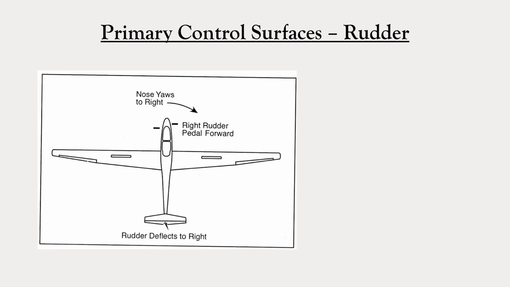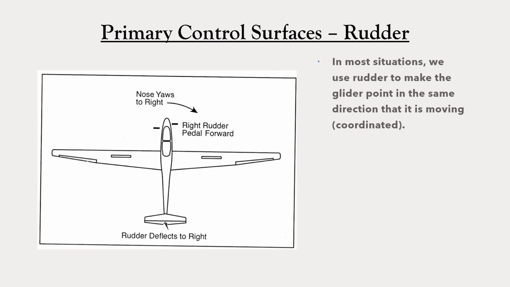Which brings us to our third primary control surface, the rudder, which is for the purpose of controlling yaw. So we control the rudder by pushing on pedals. When we push forward on the right rudder pedal, the rudder, which is at the trailing edge of the vertical stabilizer, deflects off to the right and it pushes the tail to the left so that the aircraft rotates in a yaw direction.